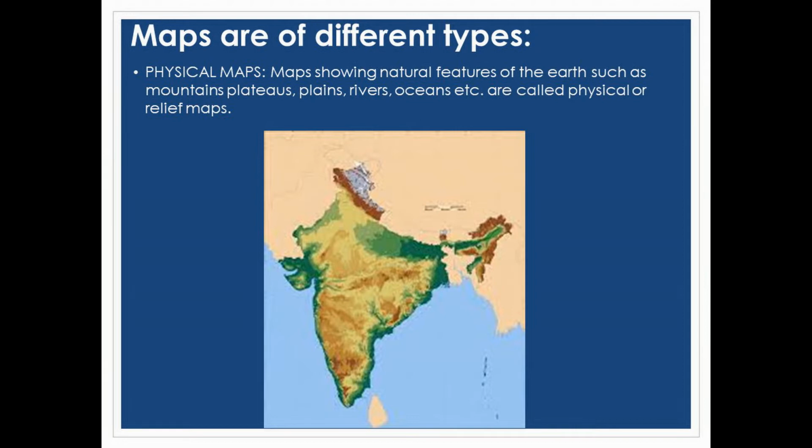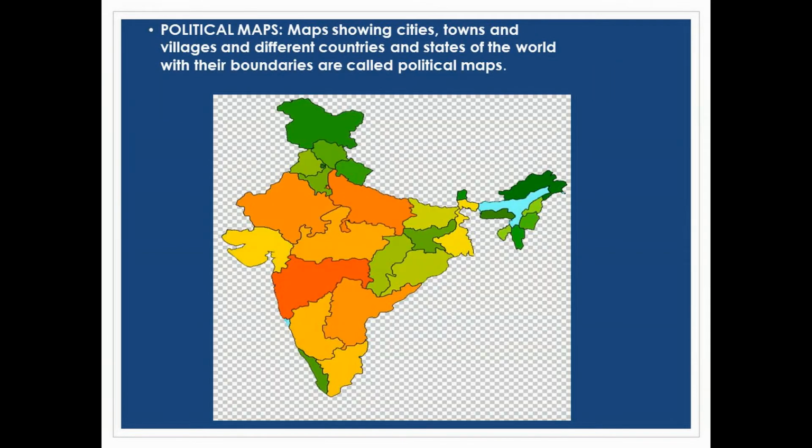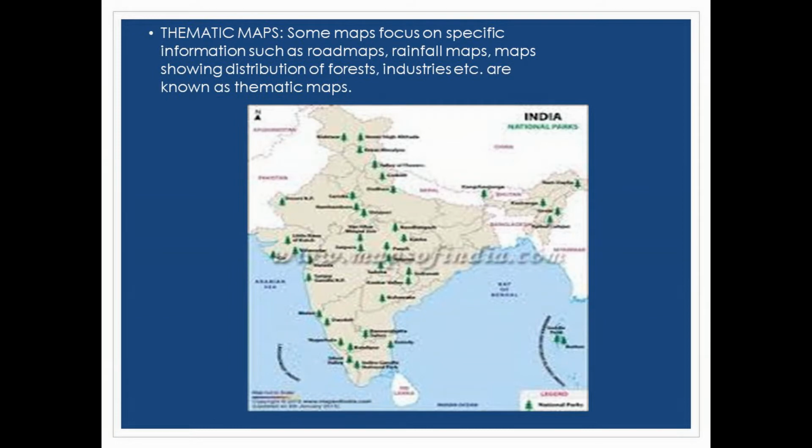Physical maps. Maps showing natural features of the earth such as mountains, plateaus, plains, rivers, oceans, etc. are called physical or relief maps. Political maps. Maps showing cities, towns and villages and different countries and states of the world with their boundaries are called political maps.